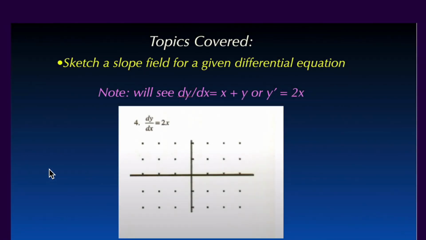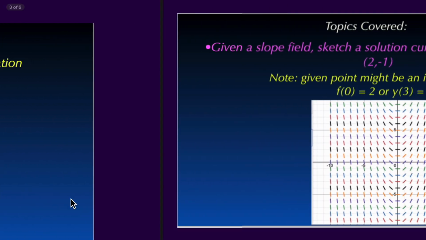Okay, again, the topics we're going to cover: sketch a slope field for a given differential equation. They're going to give you this blank grid, and they're going to give you a differential equation solved for y prime. You might see it as y prime equals x plus y. And in this video, we're going to talk about how to go from this differential equation solved for y prime or dy dx and how to create a slope field.